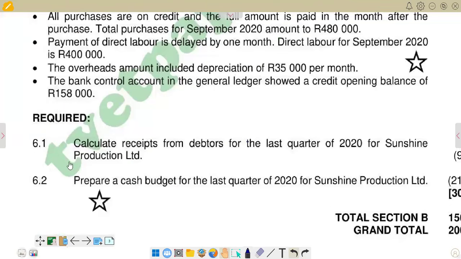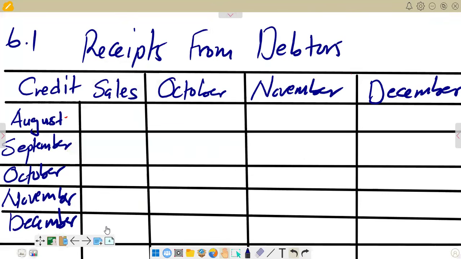So for the first part of the question, calculate the receipts from debtors for the last quarter of 2020 for Sunshine Production Limited. So if you go to our answer section, you see that this is our receipts from debtors. Remember, a quarter of the year is 3 months, so we've got 1, 2, 3 months in the last quarter: October, November, and December. So we are going to calculate the actual receipts for October, November and December, when the cash was received.